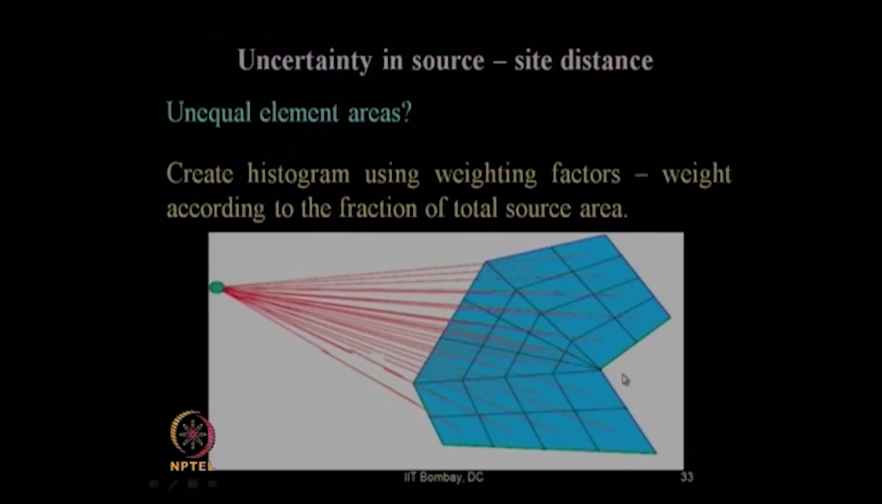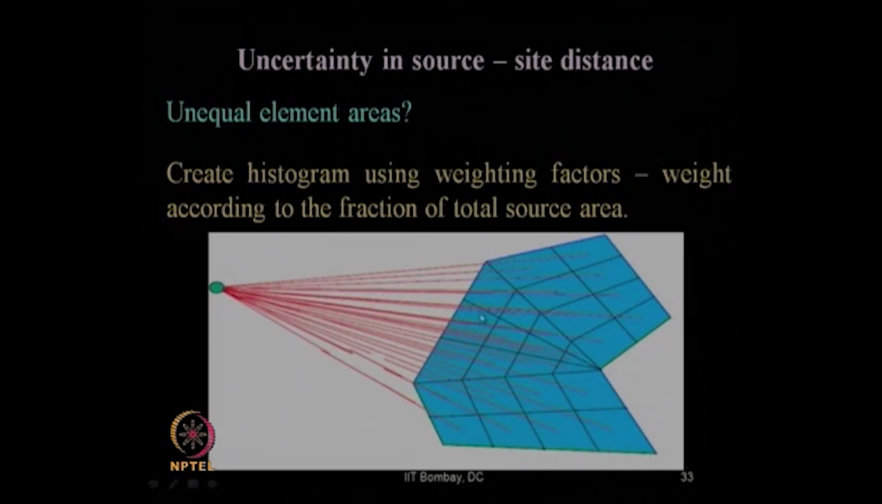Now, if we have unequal elements, what do we need to do? Suppose your source is haphazard like this, then there is no way you can go for equal area elements, right? Then there is no other choice but to go for unequal element areas. In that case, create the histogram using a weighing factor. Earlier we have given equal area, equal length, equal volume, because we thought it will have equal weightage.